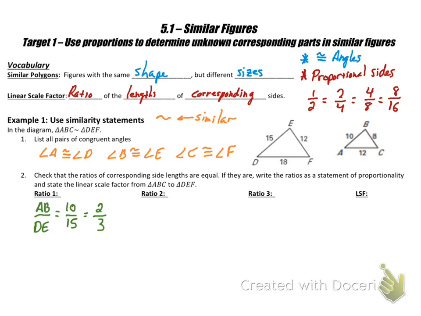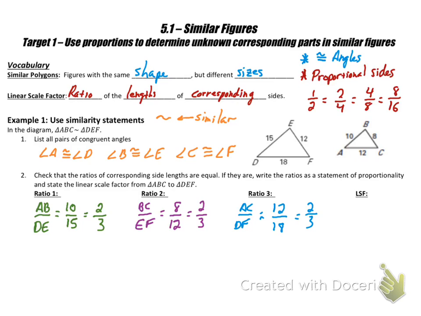Next, I'm going to do the same thing with ratio 2. So I'm going to say, let's do BC, and BC is going to correspond to EF in my similarity statement. BC is 8. EF is 12. 8 over 12 also simplifies to 2/3. And then last but not least, let's check out ratio 3. What side lengths have we not done yet? We haven't done AC over DF. So AC is 12. DF is 18. If I simplify that fraction, I'm going to get 2/3.